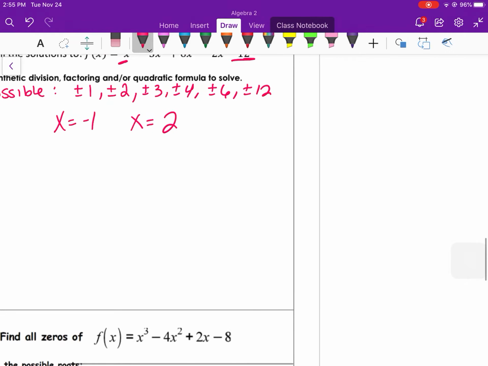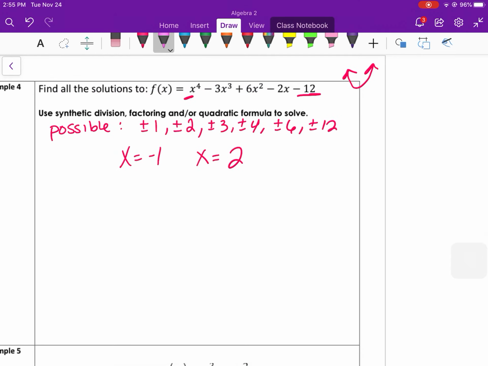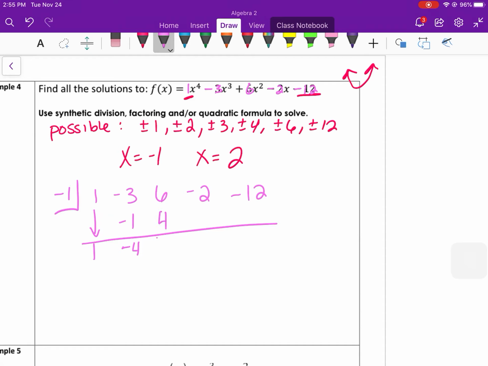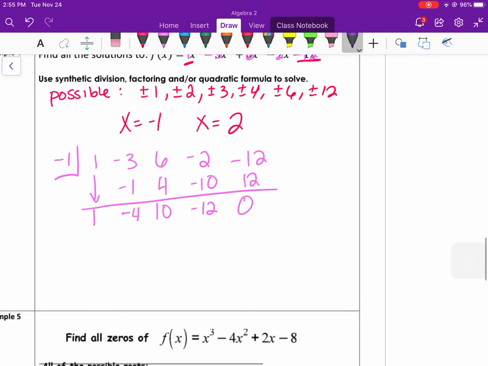So instead, I'm going to start with one of these. So I'm going to just start by plugging in -1. And I'm going to take my coefficients. So 1, -3, 6, -2, and -12. And I'm going to do synthetic division. So drop down the 1, multiply, add, multiply, add, multiply, add, multiply, add. Ideally, you should get 0 if it is truly a solution, which our graph tells us it is.